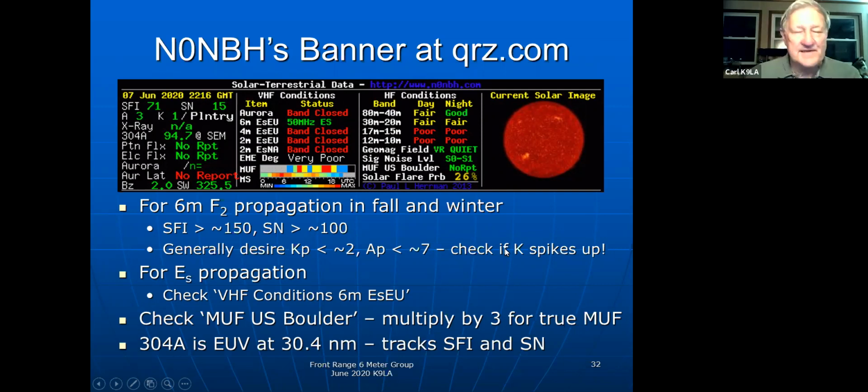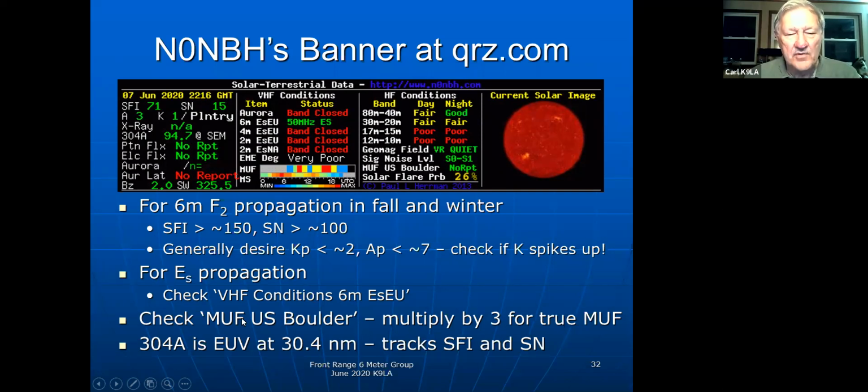You might be surprised. For sporadic E propagation, it gives a little summary here. For example, on June 7th, it says there was 50 megahertz Es occurring. So that's a good indication. Hey, maybe I better go check some other sources or get on the band.